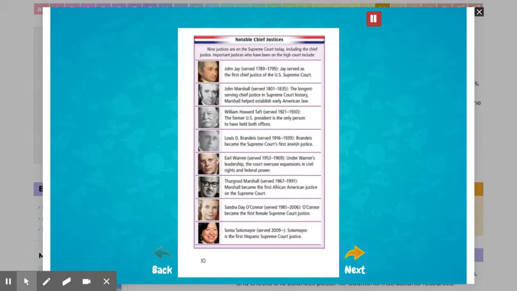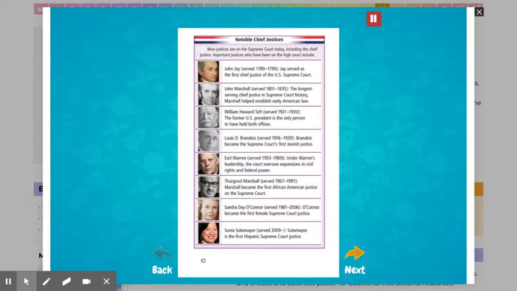William Howard Taft served 1921 to 1930. The former U.S. president is the only person to have held both offices. Louis D. Brandeis served 1916 to 1939. Brandeis became the Supreme Court's first Jewish justice.